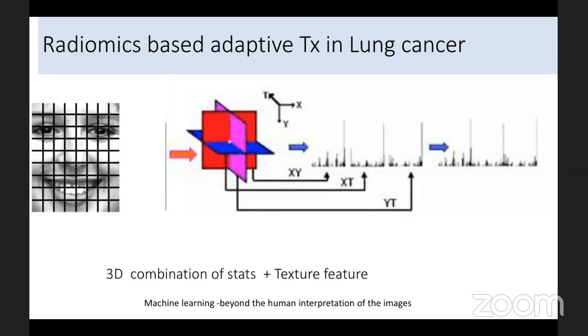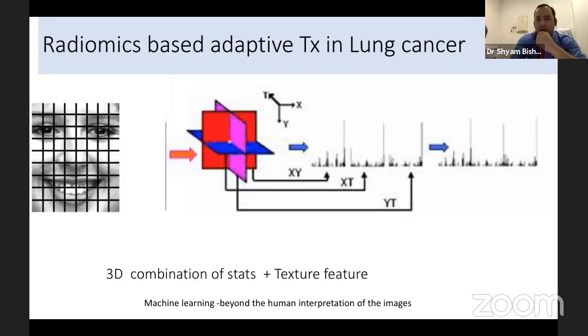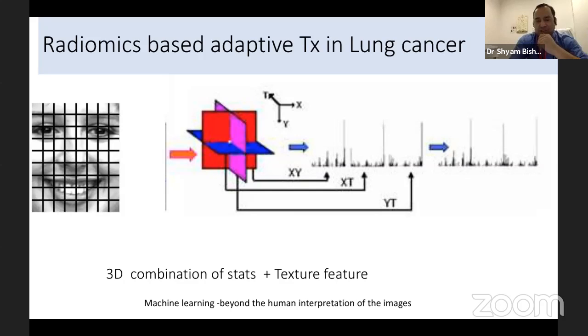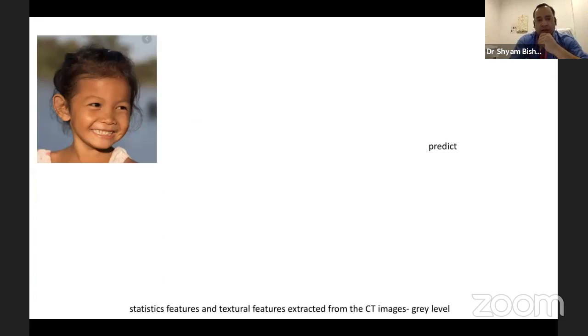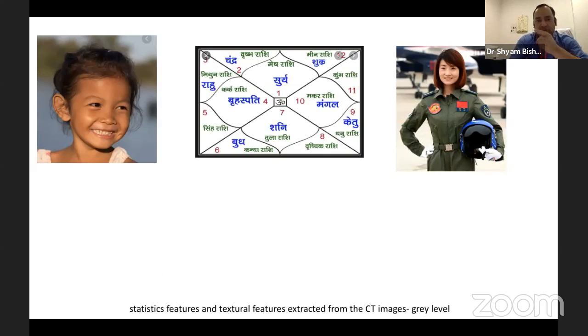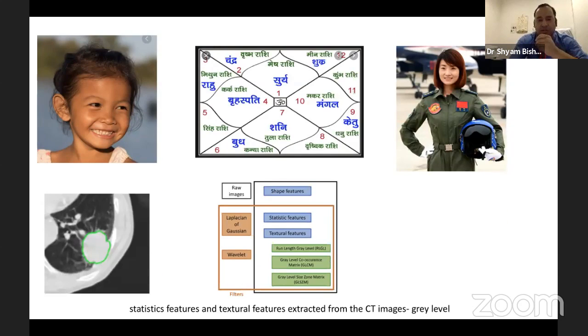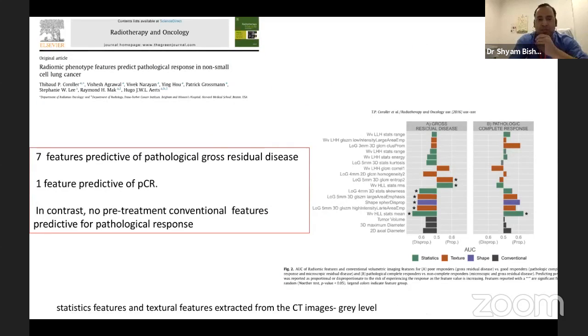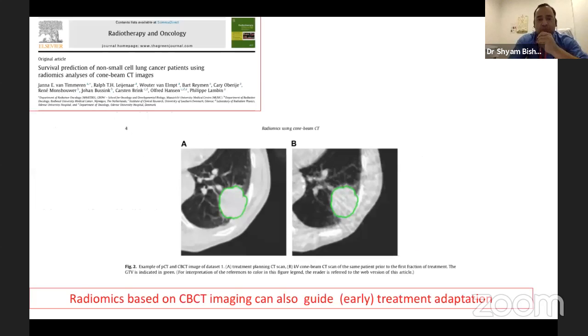Okay, ma'am. Now coming on to radiomics in adaptive radiotherapy. Radiomics converts the 3D gray value into statistical and textural features. Using these textural and statistical features, machine learning or artificial intelligence can predict the tumor response before the start of treatment, into responders, partial responders, and non-responders. In a study published recently in the Green Journal, they predicted 7 pathological features for gross residual disease and 1 feature for pathologically complete response. It can also be done on the CBCT.